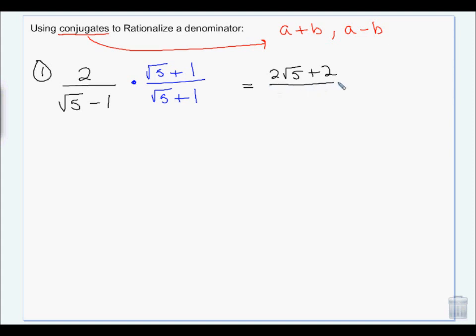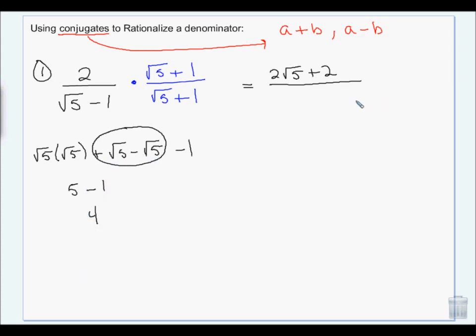And then in my denominator, when you FOIL everything out, if I do first, outside, inside, last, what I end up with is this. I end up with the square root of 5 times the square root of 5 plus the square root of 5 minus the square root of 5 minus 1. So this is 5. These cancel. Right, negative, positive, and then I get minus 1, so that's 4.